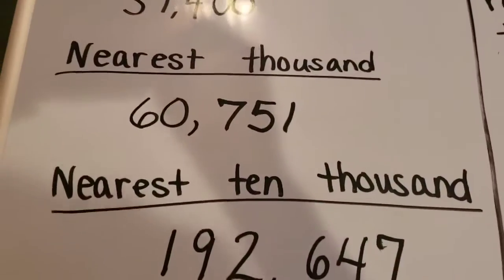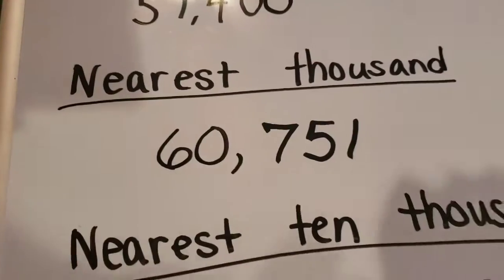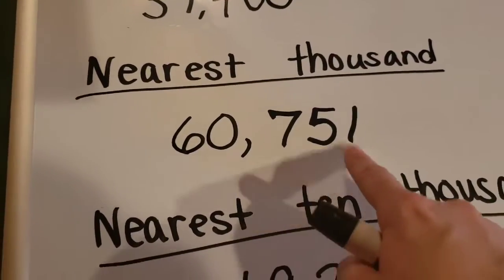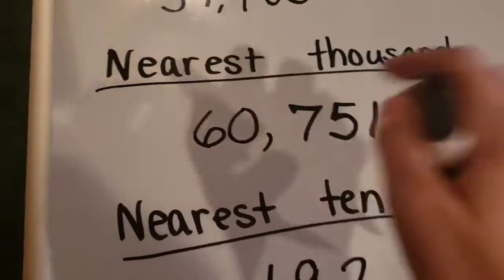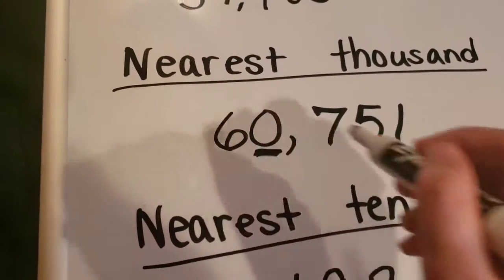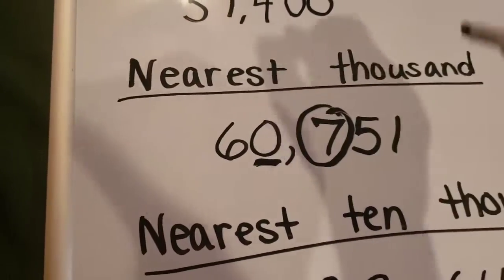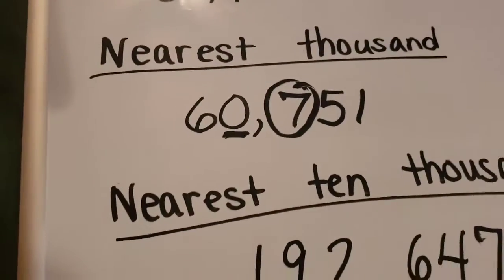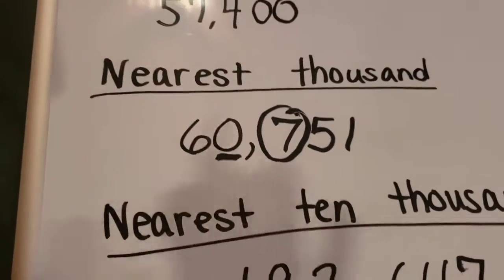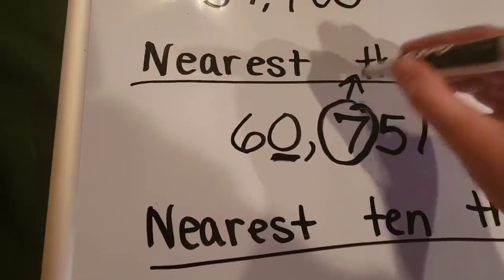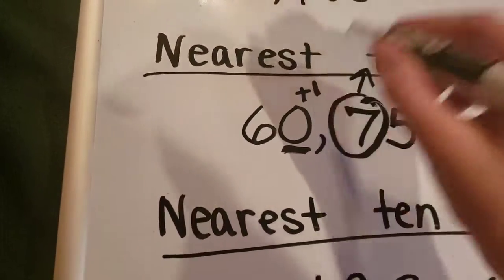This example is asking us to round to the thousands place, the nearest 1,000. So 60,751, I have the ones place, the tens place, the hundreds place. Here's the thousands place. I'm going to underline the rounding place, circle the number next door. 5 or more, raise the score. 4 or less, just let it rest. 7 is more than 5, so that means we're going to round up. I'm going to add 1 to the rounding place.